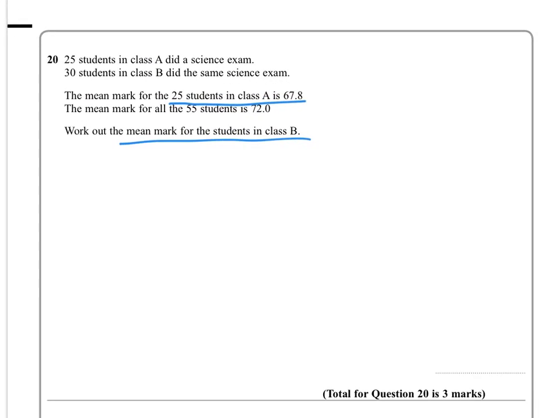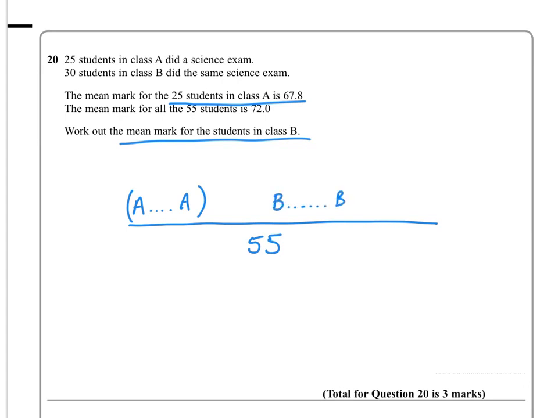Well, I would look at the situation for everyone first. So there's definitely 55 students altogether, and we have all of the A's here, and there's 25 of those, and then we have all the B's here, and there's 30 of those. Well, to get the mean, don't we have to add up A1 plus A2 all the way up to the 25th student? So we have to add up all of their marks, and then we have to add up all of the B students all the way up to the 30th. Add all those marks together and then divide by 55, and it thankfully tells us that the answer is 72. So let's just write this out again.